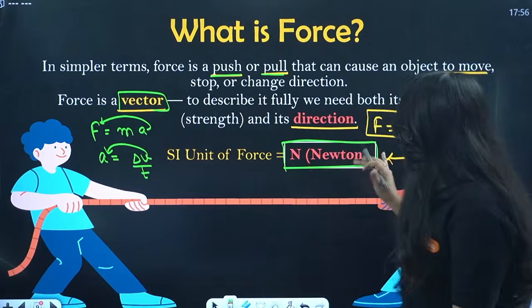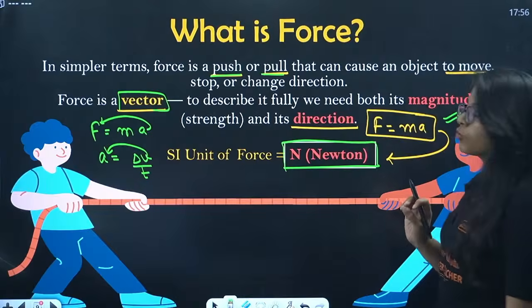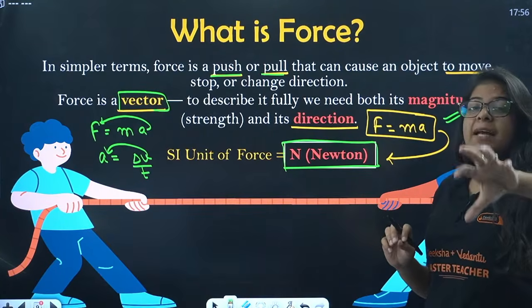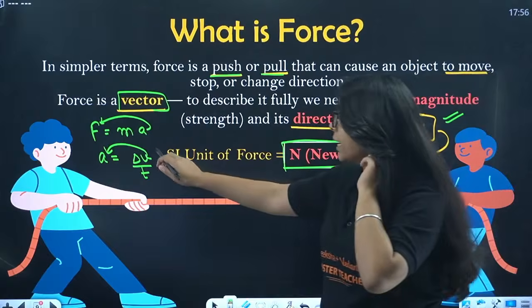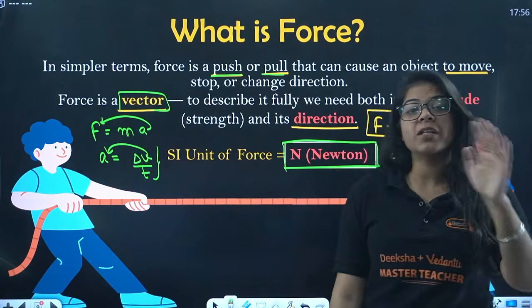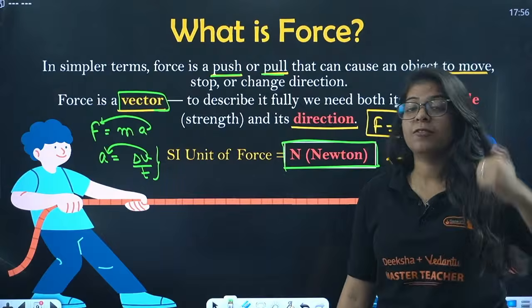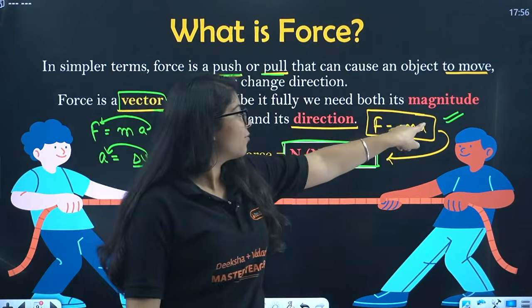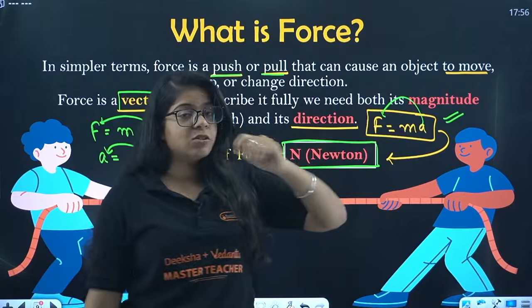Then we saw a very important formula, F equals m into a. Now beta, a describes motion around us. Acceleration is velocity upon time. So velocity was what? Vector or scalar? It was vector. If velocity is vector, acceleration is vector. Then from that your force will also be vector.